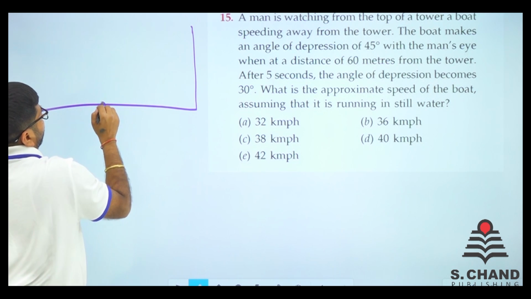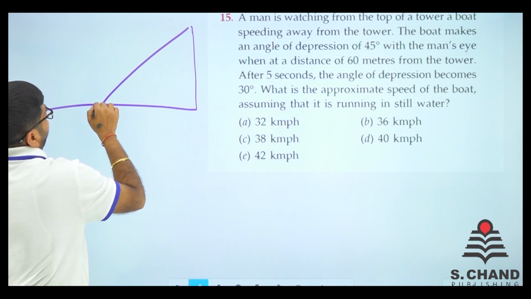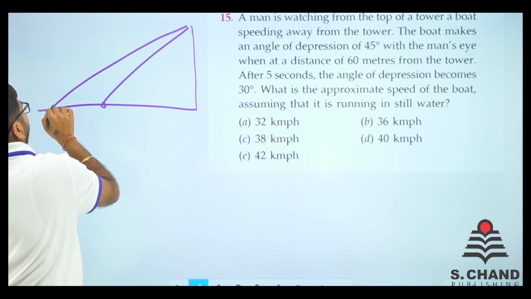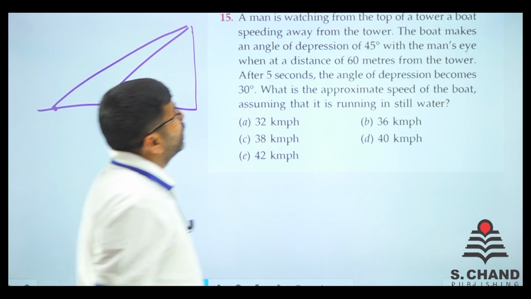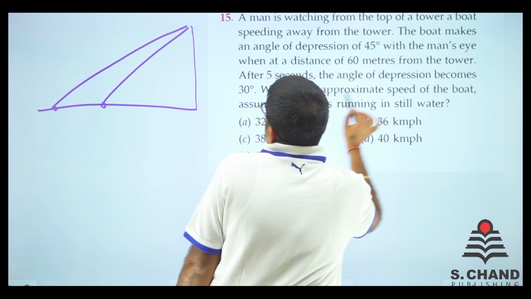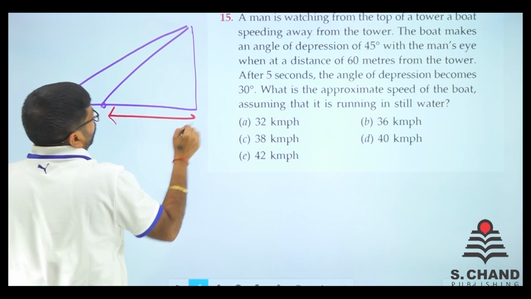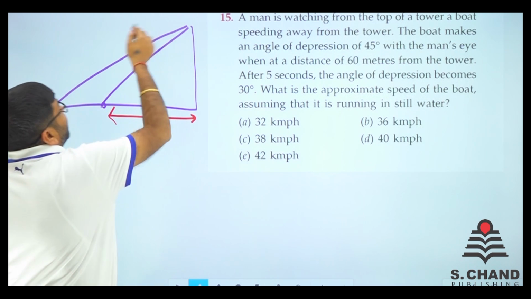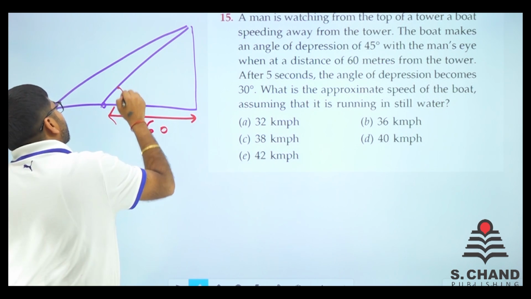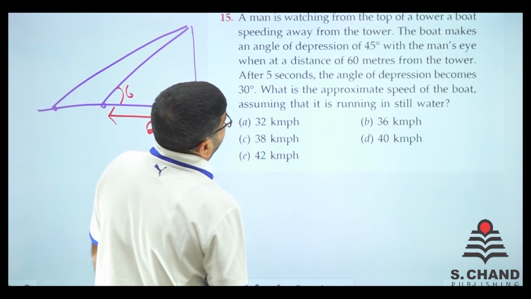Ship is going away. So for example, somewhere here and after somewhere here. The boat makes an angle of depression of 45 degrees with the man's eye when the distance is 60 meters. So this is 60 meters.